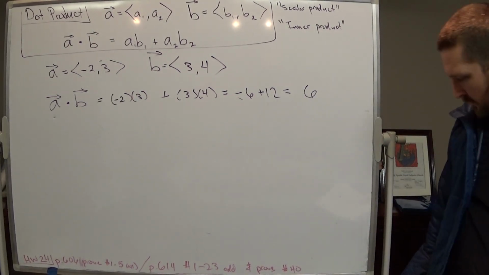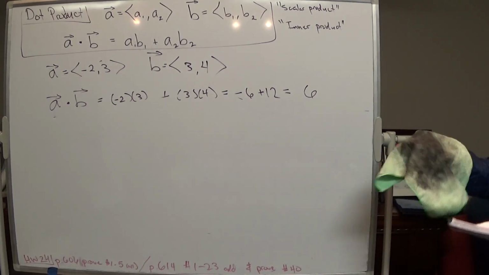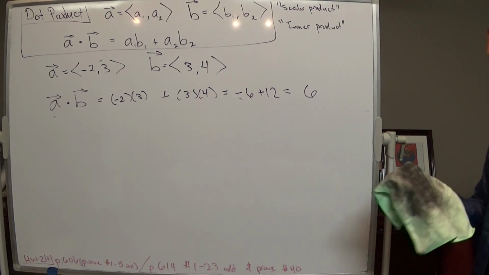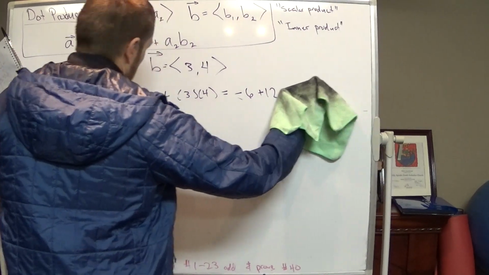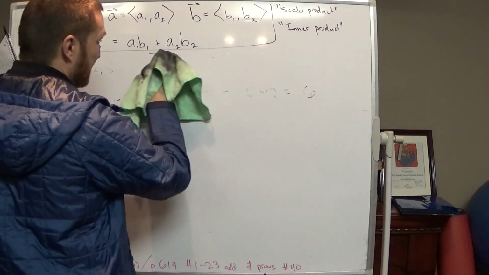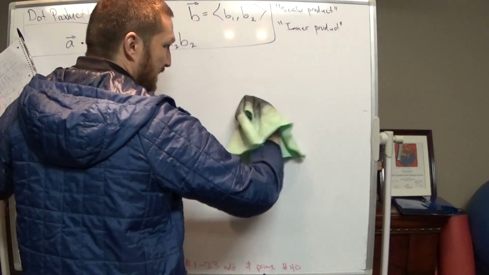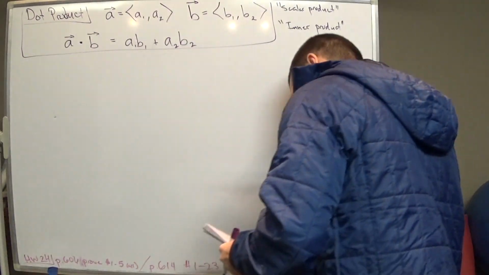Question? It's really simple stuff. You're just multiplying component-wise, and then you just add them all up together. This, by the way, works for infinitely many dimensions. If your vector happens to have infinitely many entries, it still works. I'll let you think about that for a second.